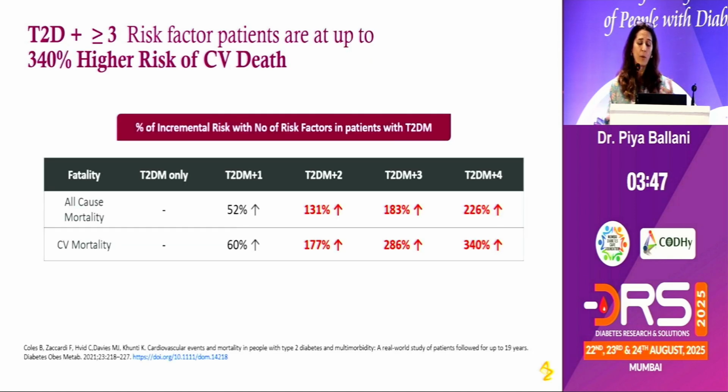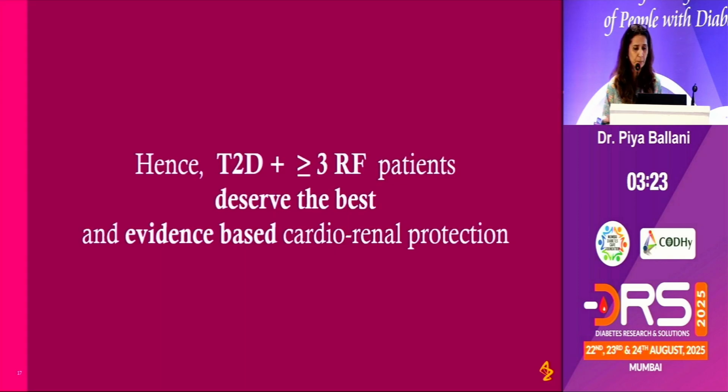And again, for patients with this kind of subset, this highest risk phenotype, what I would call type 2 diabetes with 3 risk factors, there is a 340% higher risk of CV death. I don't think any of us have even realized that. When you have that patient who is older, more than 55, obese, with hypertension, with dyslipidemia, this is the kind of number that we are dealing with.